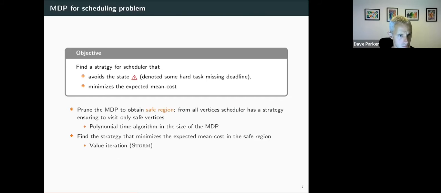This can be done this way. We prune the MDP to obtain the safe region by removing all those vertices from which the scheduler doesn't have a strategy ensuring safety. This can be done in polynomial time of the size of the MDP. This safe region is a smaller MDP, and we find the strategy that minimizes the expected mean cost in the safe region. In practice, this is done by the value iteration algorithm, which is implemented in probabilistic model checking tools like Storm.